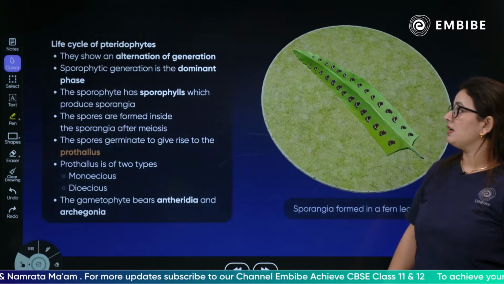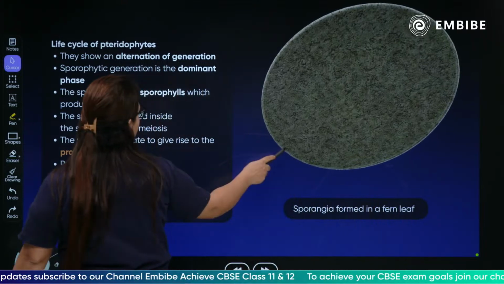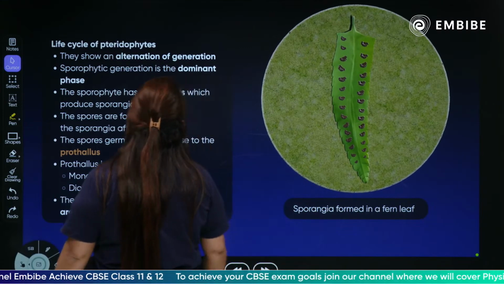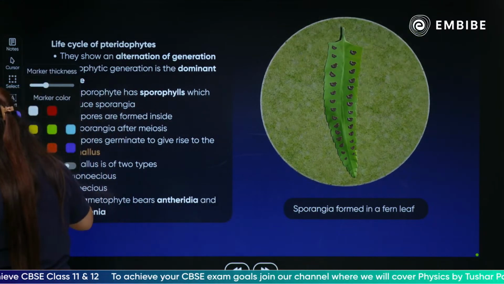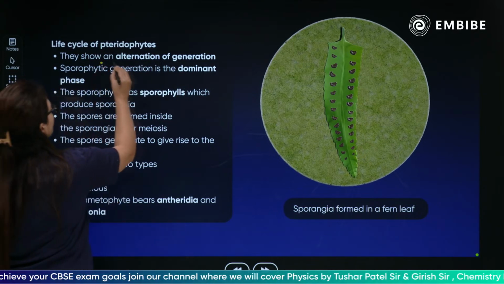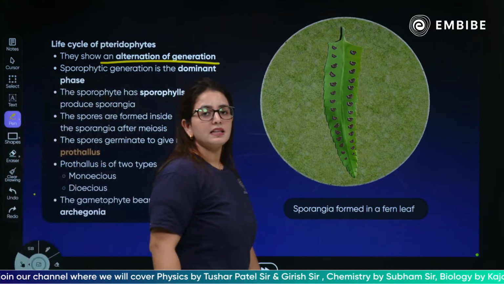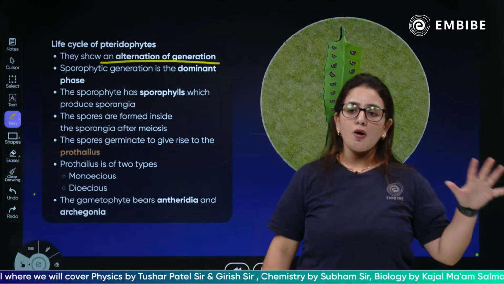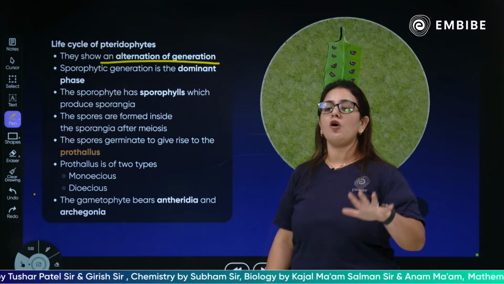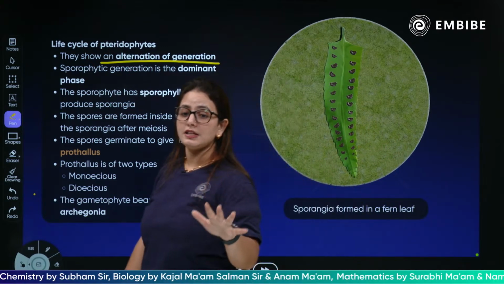Next, children, we have the life cycle. What is the life cycle? How do these plants survive? What is the pattern of their cycle? So children, talking about the life cycle of the pteridophytes in detail, they show alternation of generation. What is alternation of generation? It means they will have a haploid phase and also a diploid phase in the life cycle. They have this alternation of generation.